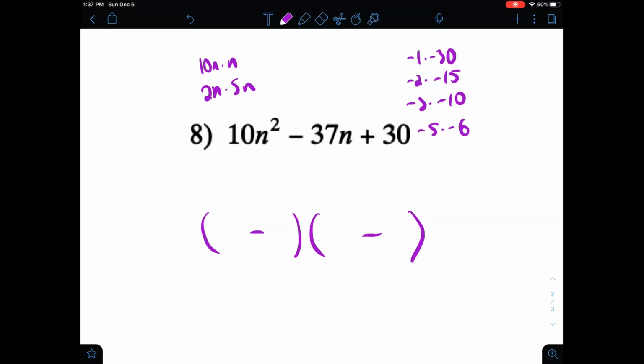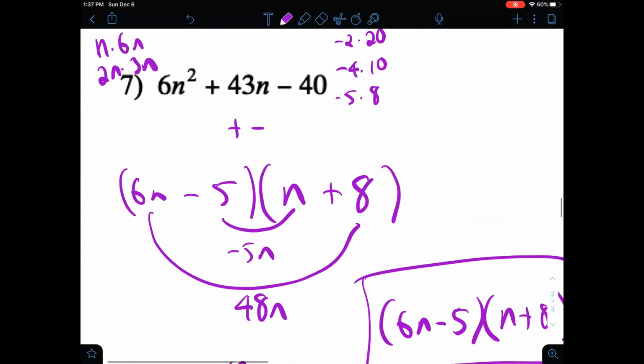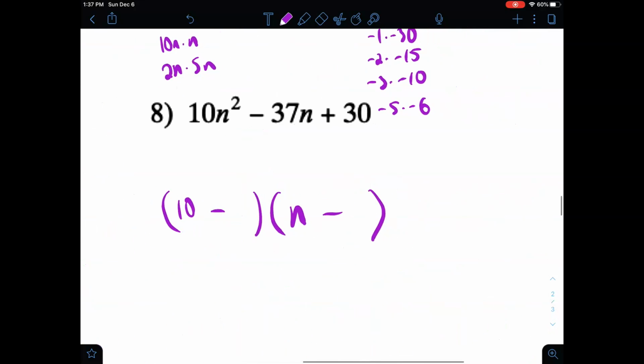So let's try 10n and n for now. We'll see how this goes. So to end up with 37 in the middle, since these are both going to be negative, whenever we add these together, they're going to end up being more negative, right? It's not going to cancel out like this last one over here. We had this 48 and it canceled out. It got less positive by subtracting 5n. But these are both negatives, so we need something that starts negative and gets a little bit more negative.